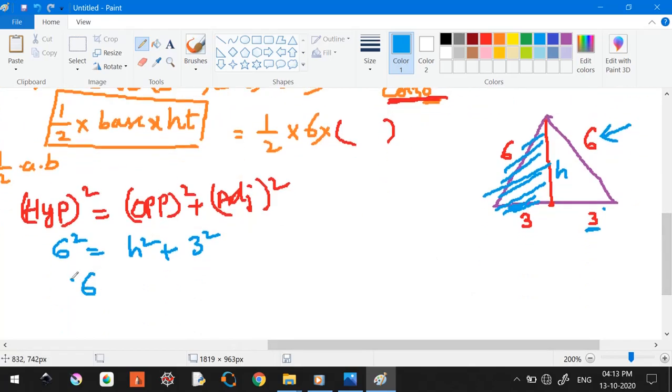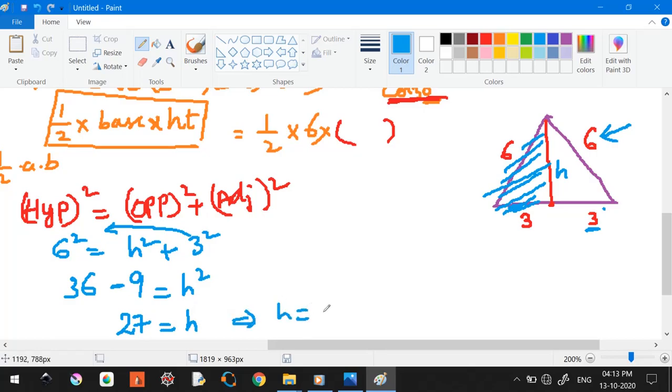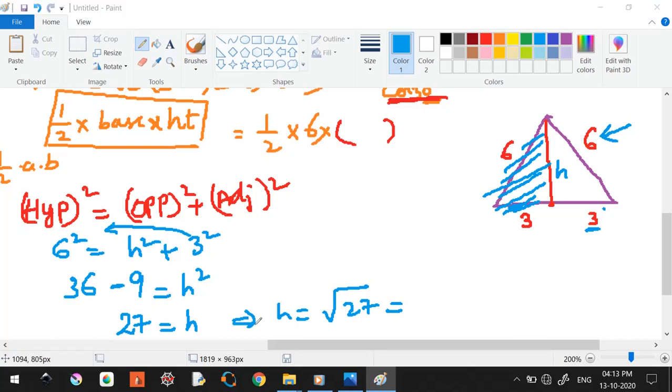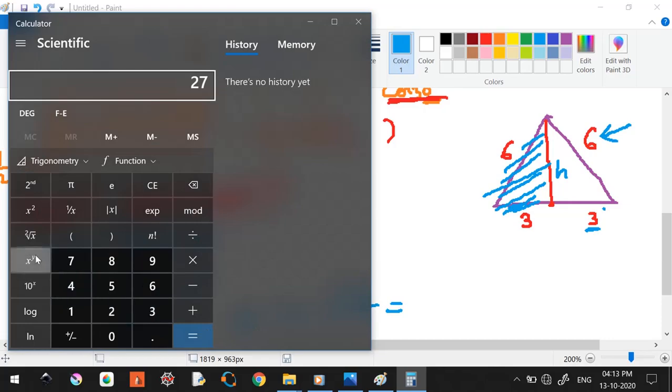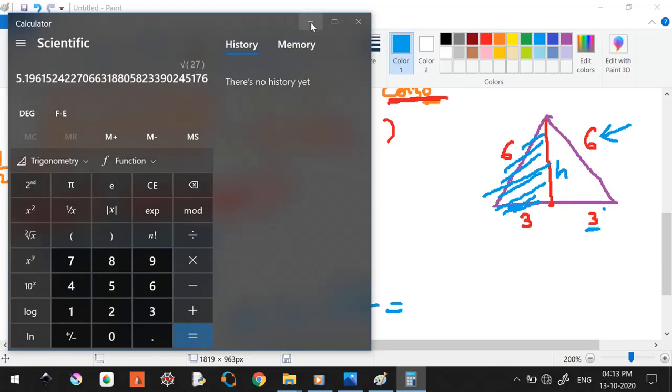So 6 square, which is 36. If I take this 3 square to that side, plus becomes minus, 3 square is going to be 9. So 36 minus 9 is equal to h square. How much is that? It is 27, right? So h square is 27. So h is going to be the square root of 27, which is 5 point something, if I am not wrong, since 5 times 5 is 25. Calculator. Square root of 27. Okay, 5.2. Fine.